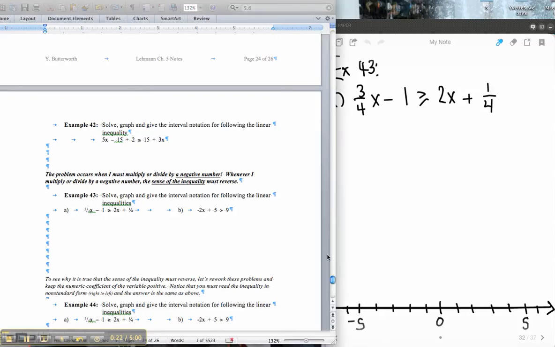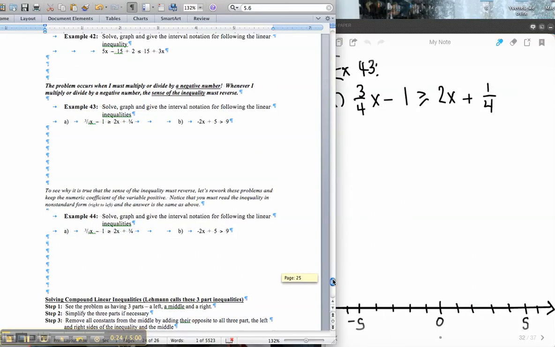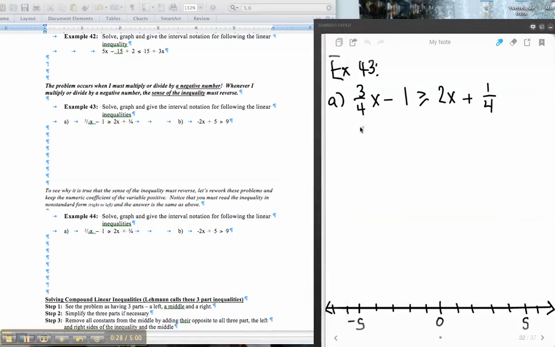So moving on to what happens when this negative comes up. Now in part for example number 43a, it can be avoided to have to reverse the sense of the inequality by getting the variables to stay positive, moving them over to the right hand side. So let's look at it as solved in that method.